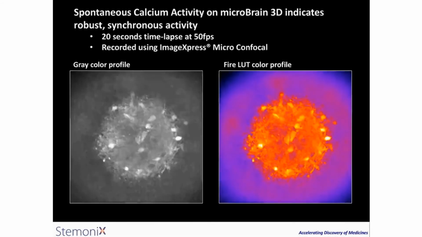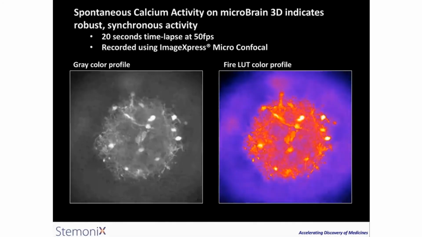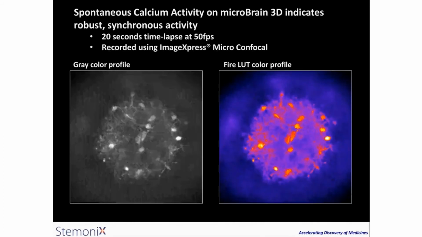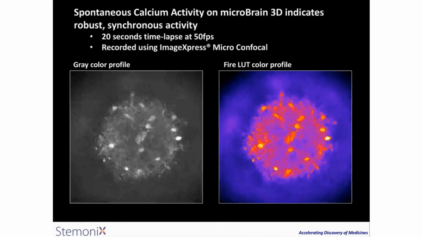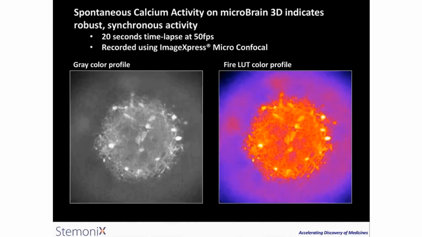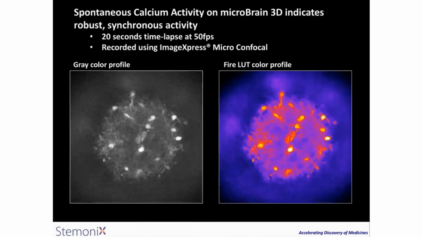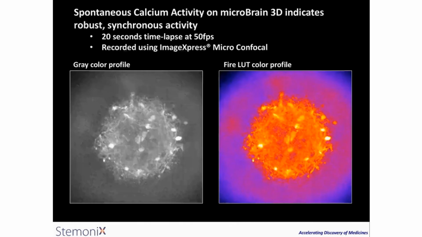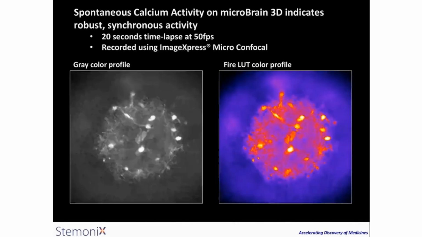In this video, you can observe the spontaneous calcium activity present in microBrain 3D. It was captured using ImageXpress Micro Confocal at 50 frames per second. Both images correspond to the same spheres, with the only difference between them being the color profile. This was done to better visualize the calcium oscillation that's happening.